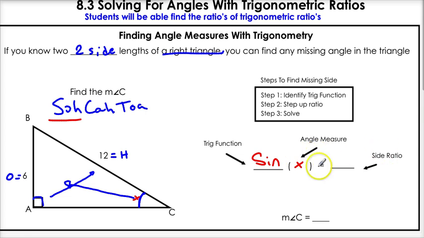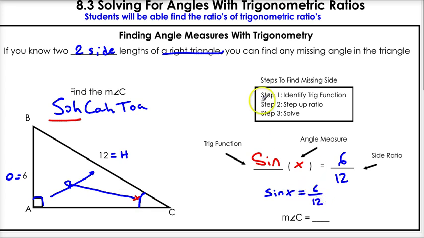And then we're going to set up the ratio of the sides. So what are my ratios? Well, it's opposite over hypotenuse, so that is 6 over 12. What this says is the sine of x, some unknown angle, gives me a ratio of 6 to 12. This is all you have to do to solve this. The sine of x, I'm just going to rewrite this, equals 6 over 12.